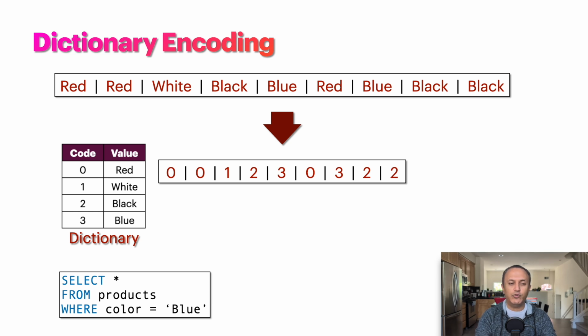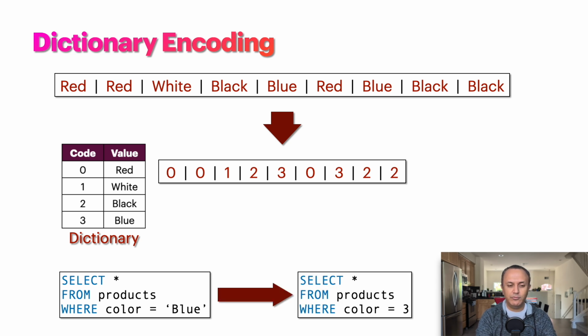So basically the system would look at the dictionary, see that blue corresponds to the value 3, so it will transform the query to select star from products where color is equal to 3, and then you can run this on the compressed data directly. Once we have the result of that query, then we can do the transformation back to get the actual colors, right? So this is what I mentioned earlier, that the transformation will then only apply on a smaller set of rows that satisfies this query and becomes a lot cheaper. So this is basically what dictionary encoding is.